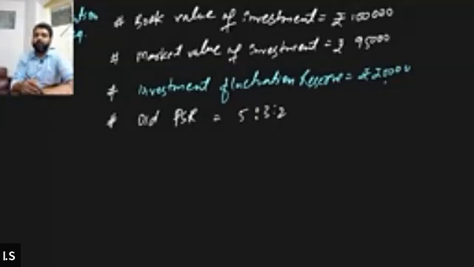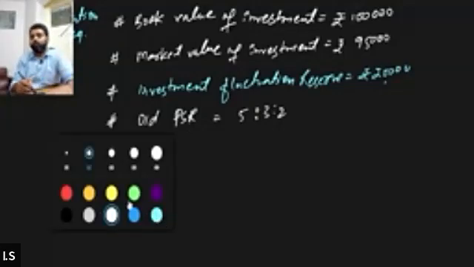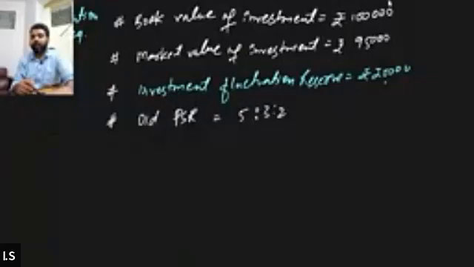Now tell me, looking at all the information given to you, if the market value of the investment is 95,000 and the book value of the investment is rupees 1 lakh, is it clear that the market value of the investment is less than the book value of the investment? Book value of investment is more than the market value. That means there is a loss. There is a loss of how much? Tell me, everyone. If the book value of investment is 1 lakh and the market value of the investment is 95,000, tell me the amount of loss. 5,000.